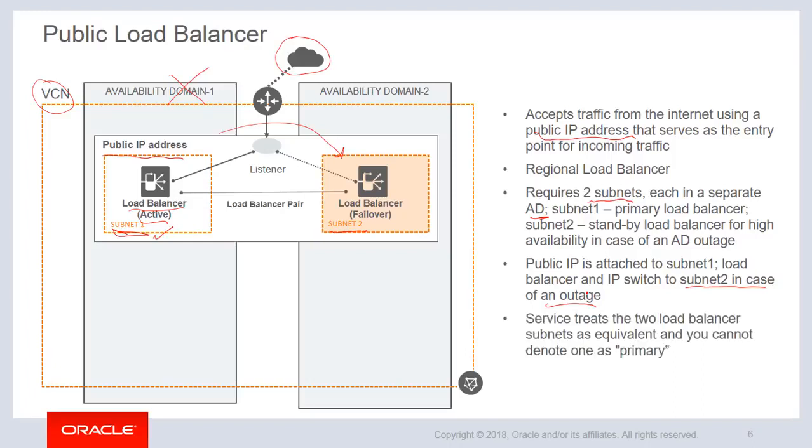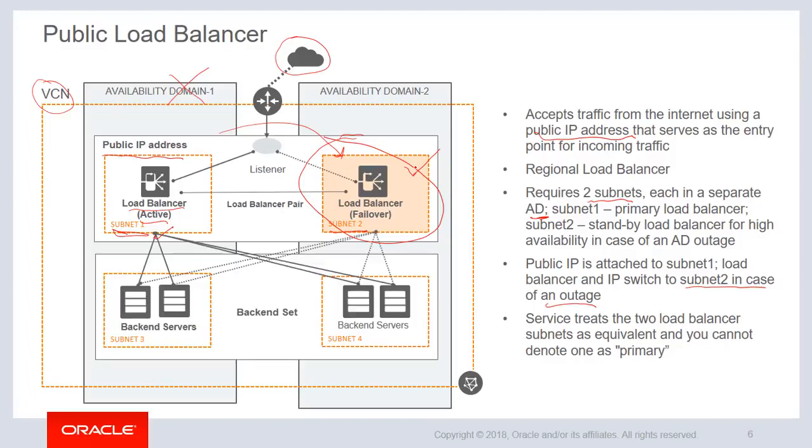Now, the service treats the 2 load balancer subnets as equivalent, and you cannot denote one as primary and one as secondary. We will do a demo, and you can see this. You create a load balancer, and we create this failover copy, this standby copy. So you cannot touch it. You cannot have an active configuration or any of that kind of thing. This is done by the OCI service and is abstracted for you, so you don't have to go and play around with the failover load balancer.